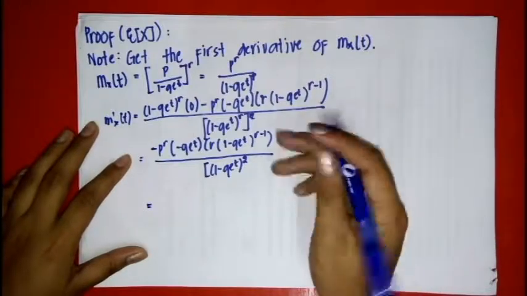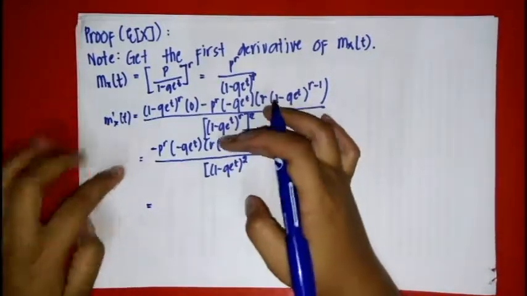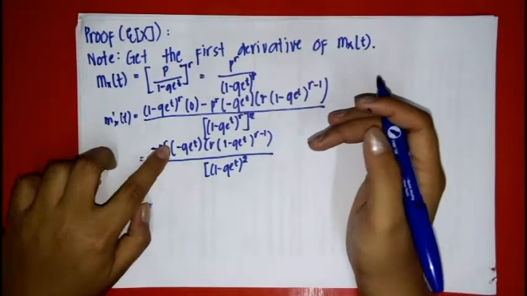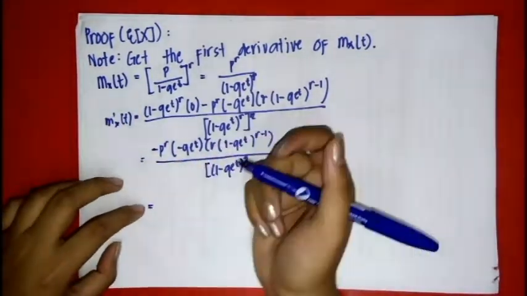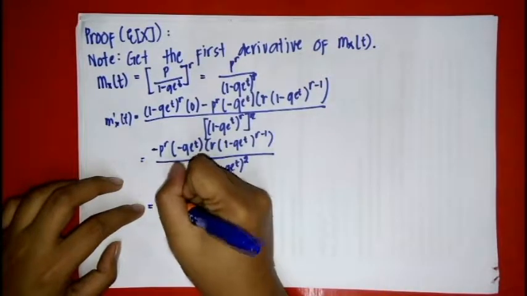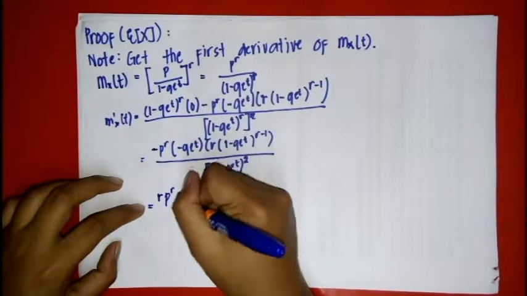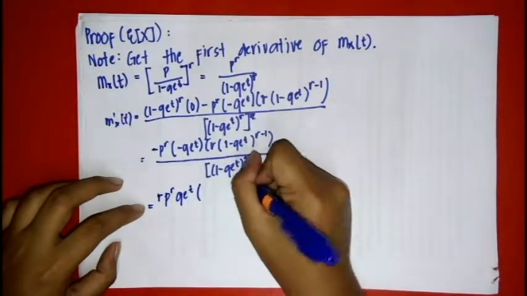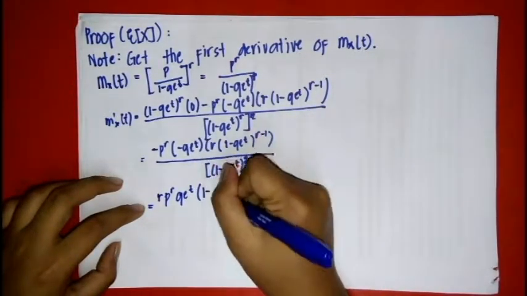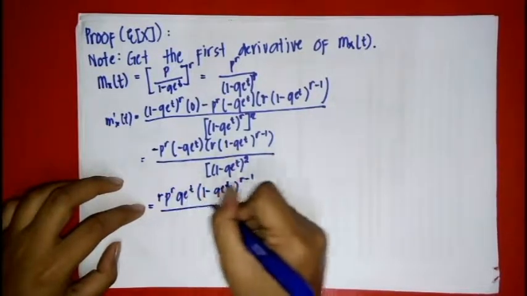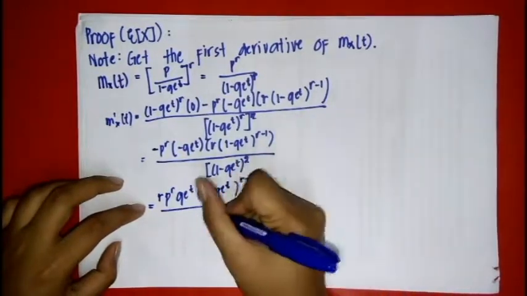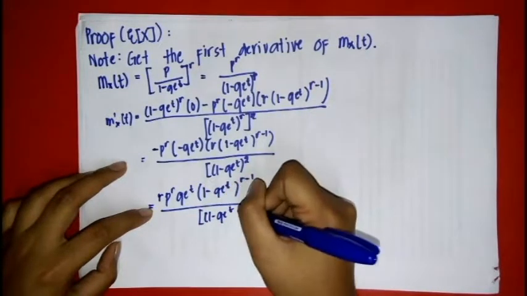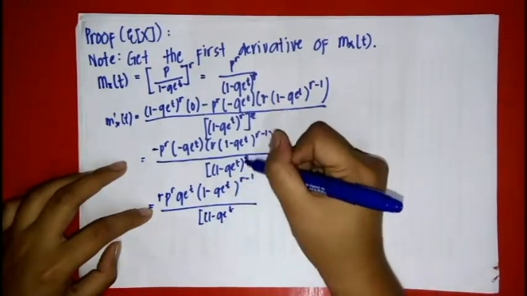Next, we multiply our negative p to the r, our negative q e to the t, and r. So this will be equal to r p to the r times q e to the t times the quantity 1 minus q e to the t to the r minus 1, all over the denominator.